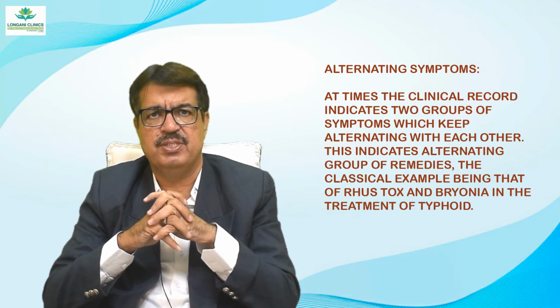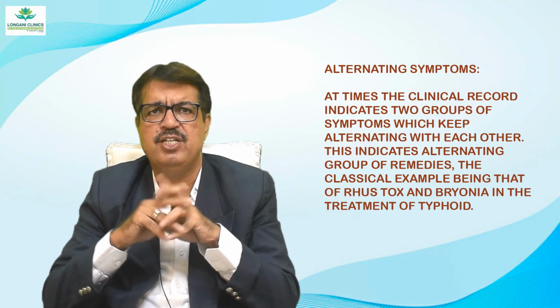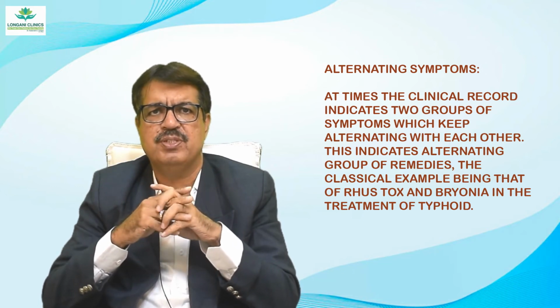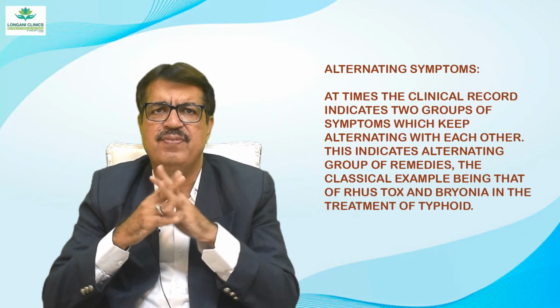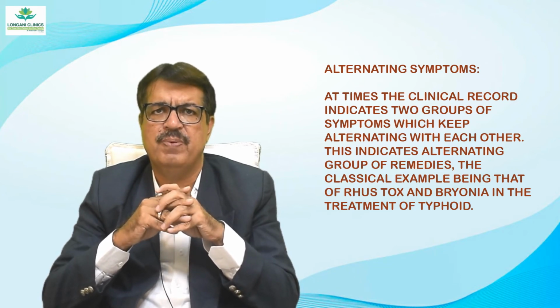Now we will see the alternating symptoms. At times, the clinical record indicates two groups of symptoms which keep alternating with each other. This indicates an alternating group of remedies.